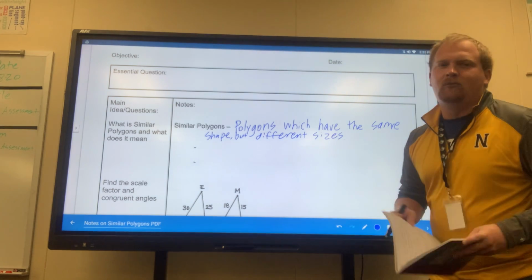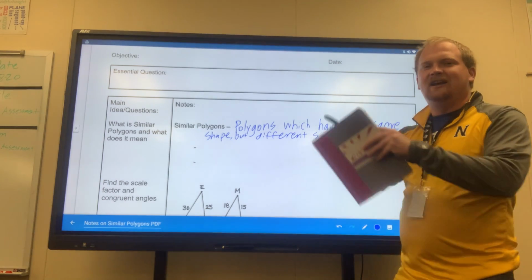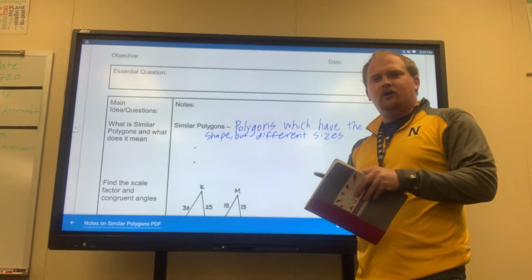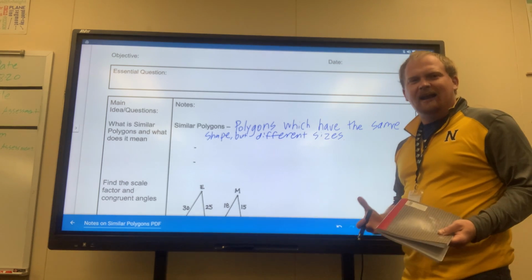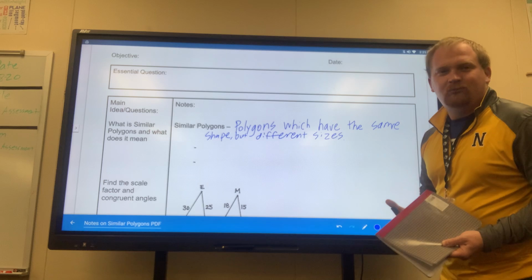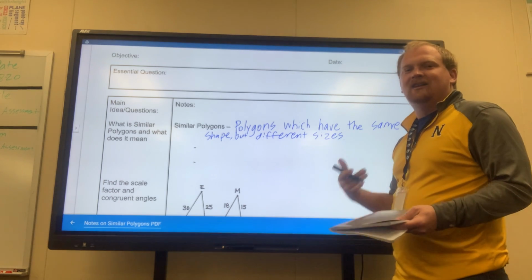One good example is when we talk about dilations. All right, when we dilate a triangle, making it bigger or smaller, the triangle keeps its shape when you dilate it, but the size will be different. And like we said before, the size is going to be by the same ratio.